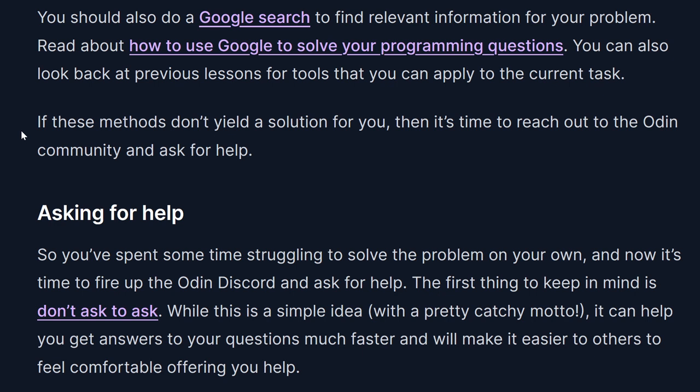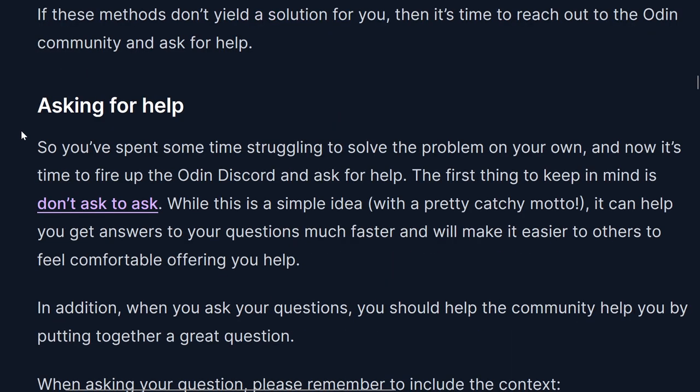So first I should do rubber duck debugging, then I should Google the problem, and then if I don't find any solution, I should reach out to the community for help, if I'm correct.